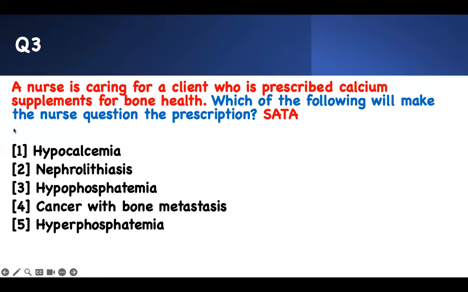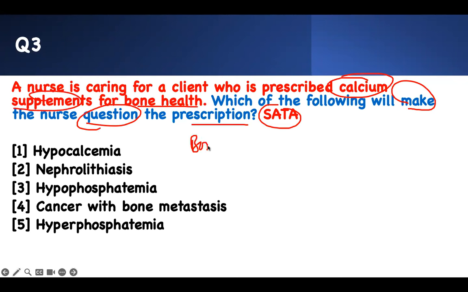Last one, same thing. Watch it carefully. Select or apply, right? Which of the following will make the nurse question the prescription? A nurse is caring for a client prescribed calcium supplement for bone health. Okay, so they have a bone problem. I underline the bars, right? And I show you the case. I read from the back. I show you the question behind.